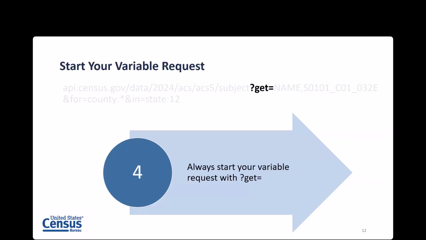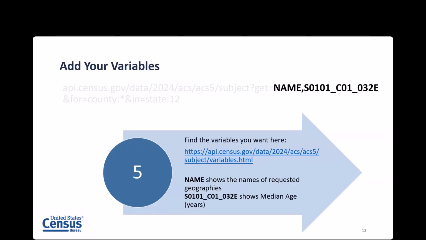Following the data set, you're going to have this get equals function, and this is where you're going to tell the API what variables you need. So right after the equals sign is where you input those variables. In this case, we have the name variable, and then a comma always separates these variables. So whenever you're adding a new variable, you separate them by a comma.